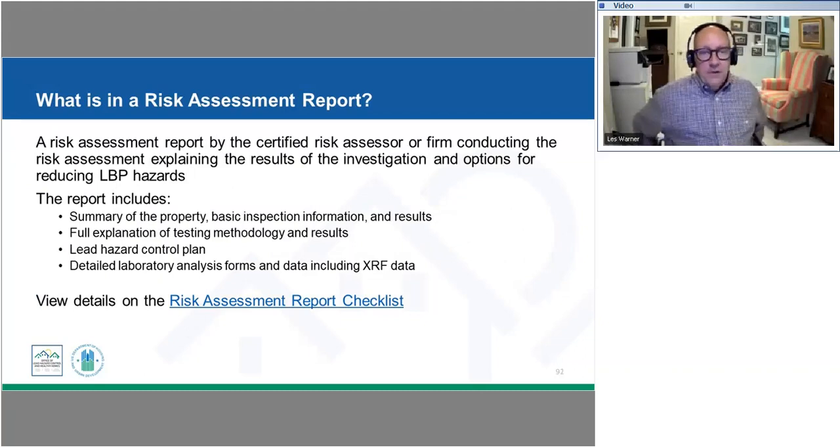So our risk assessment report needs to be completed by a certified risk assessor, and that will then explain not only where they tested, it will list all of the results as part of that, and then identify some of the hazards and the options on how to address that. So this is really the key information in determining what the scope of work specifically for the lead remediation needs to be as part of this project.